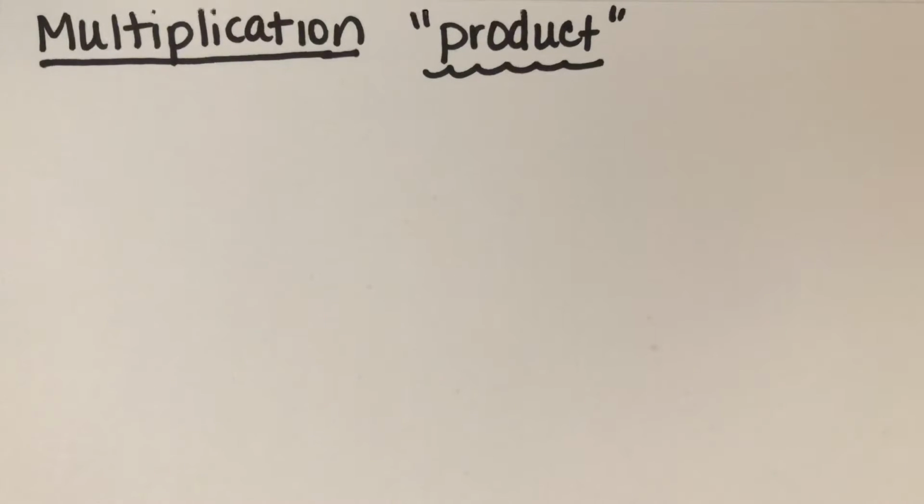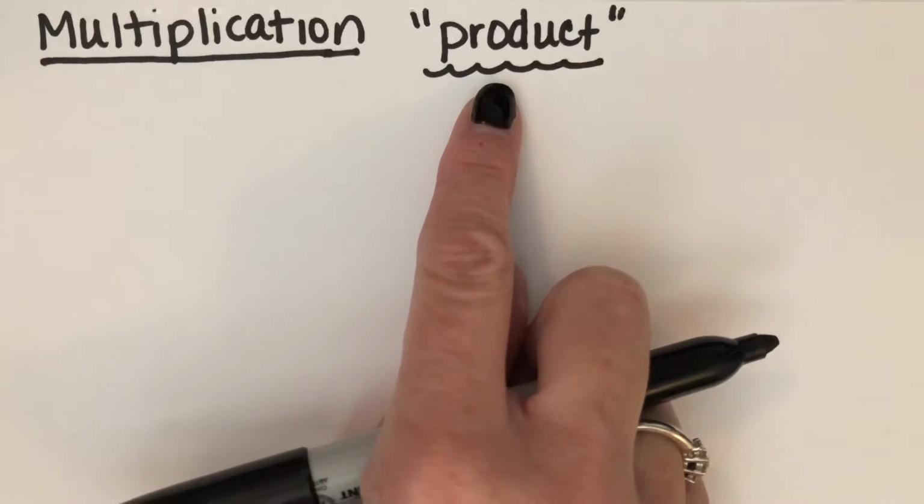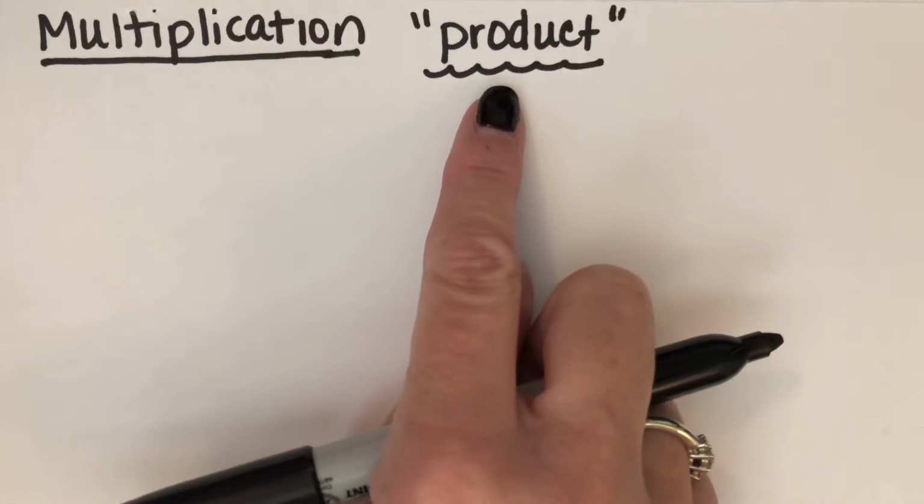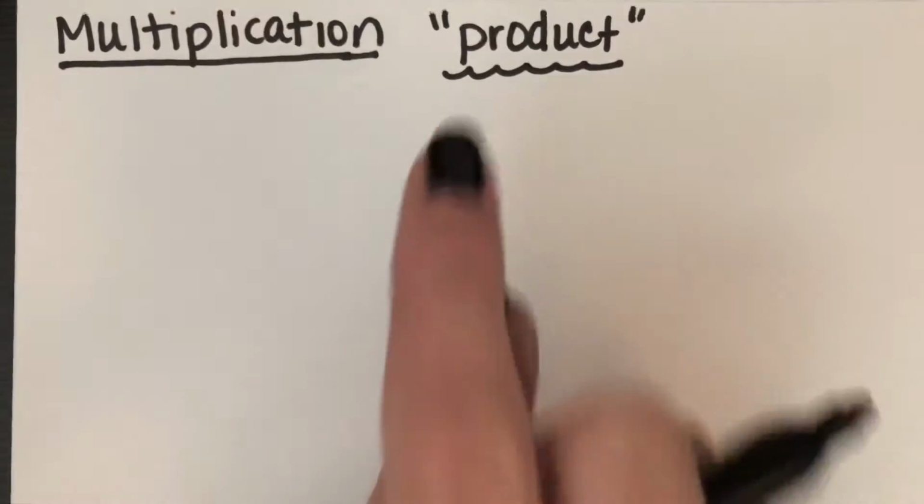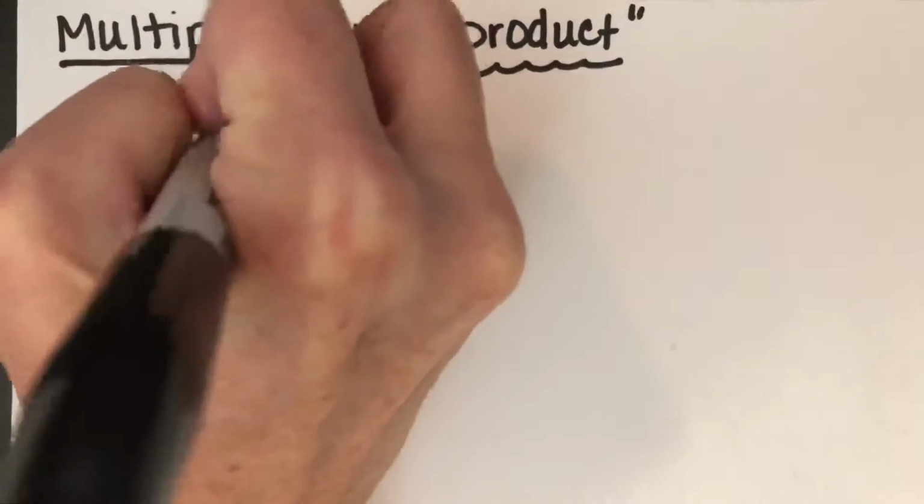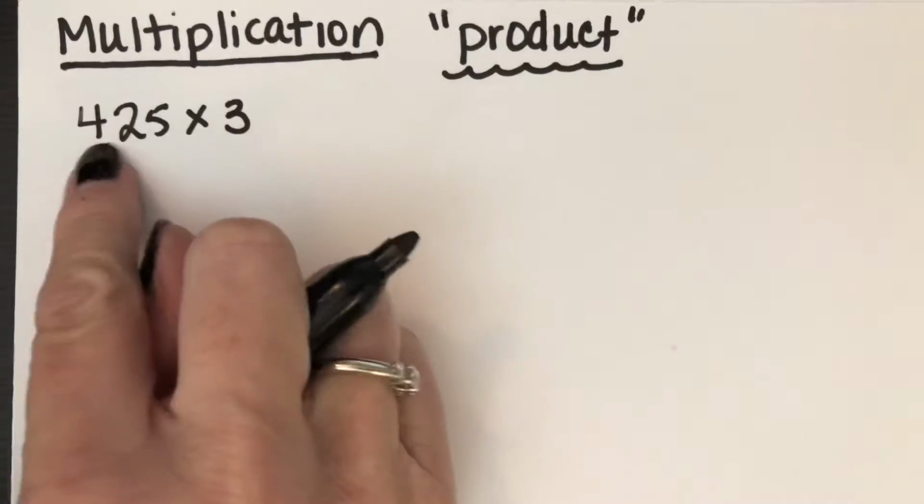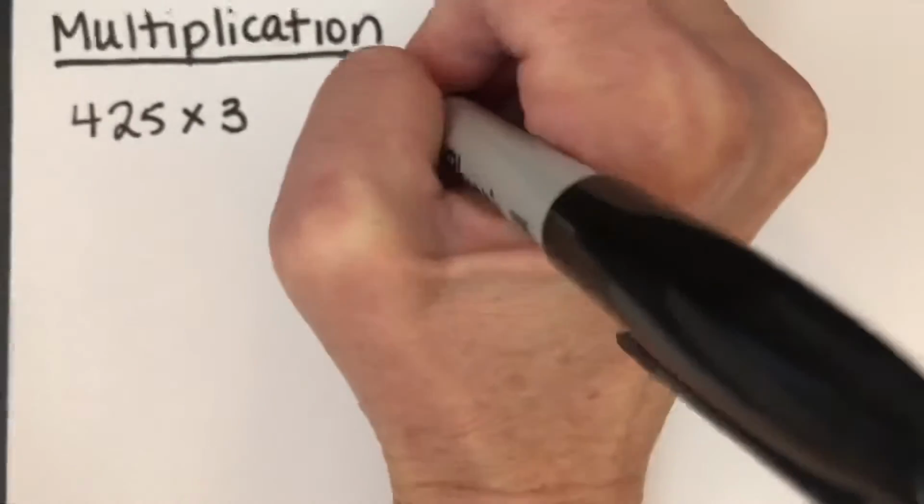Okay, so today we learned or reviewed multiplication, and again, one of the key terms you will hear is find the product of two numbers. Finding the product actually means you multiply the two numbers. So let's find the product of 425 times 3. Well, it's hard to figure this out horizontally, so we're going to go ahead and write it vertically.